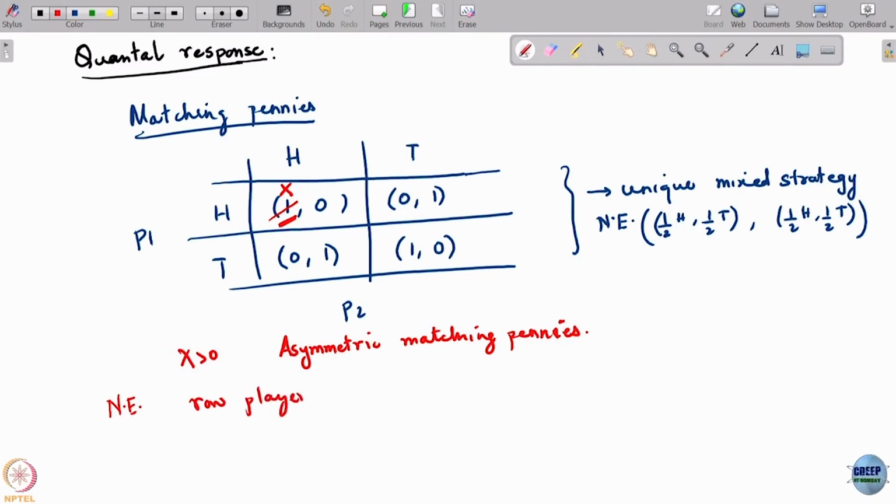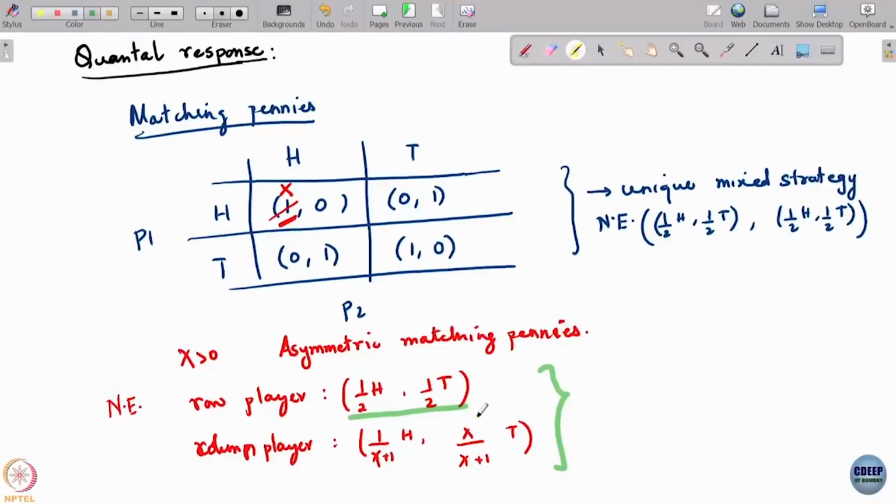What is the row player strategy? Remember, the row player has to make the column player indifferent between his pure strategies. The row player actually ends up uniformly randomizing. So, the row player plays half heads and half tails. If he plays heads with probability half and tails with probability half, the column player becomes indifferent between playing heads or tails. Now, what about the column player?